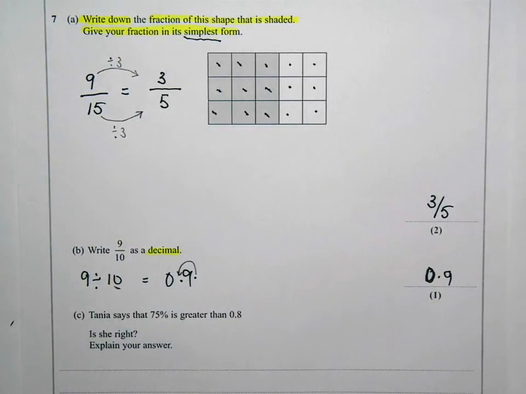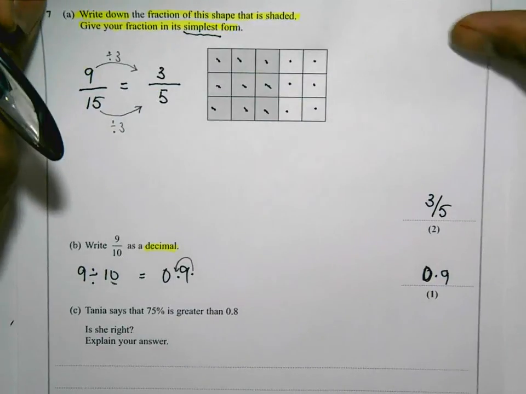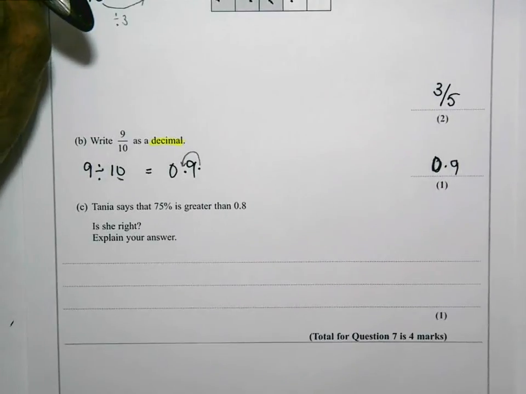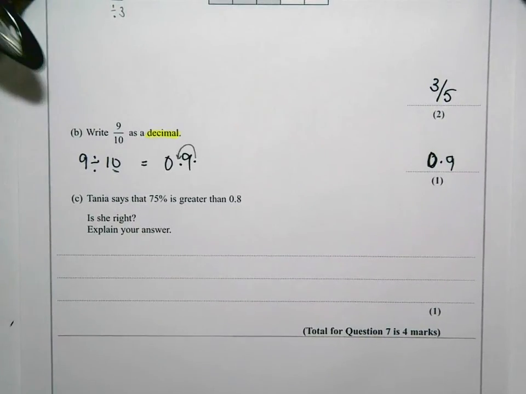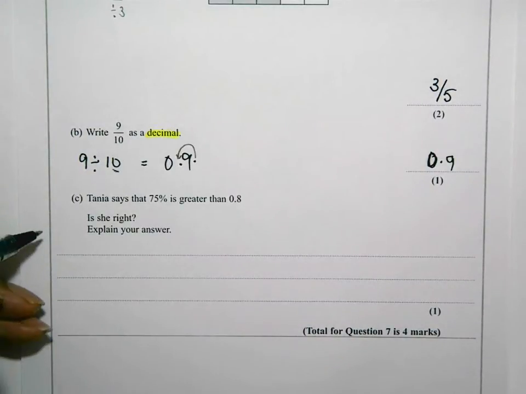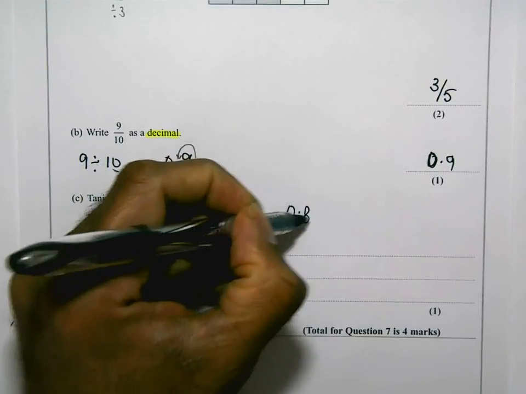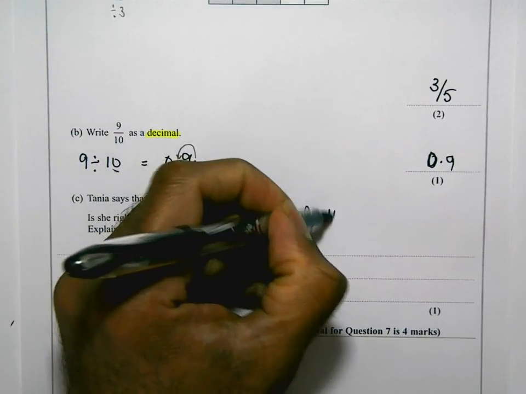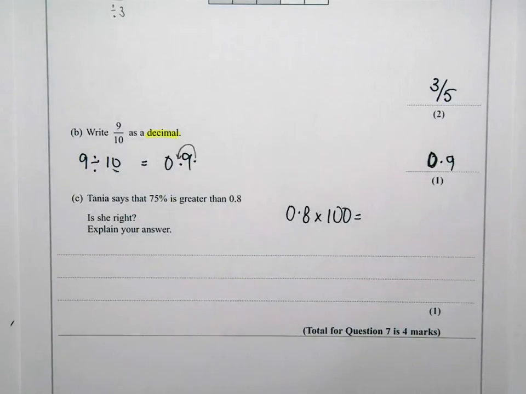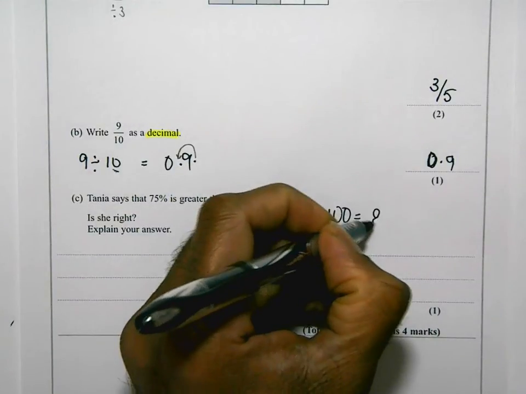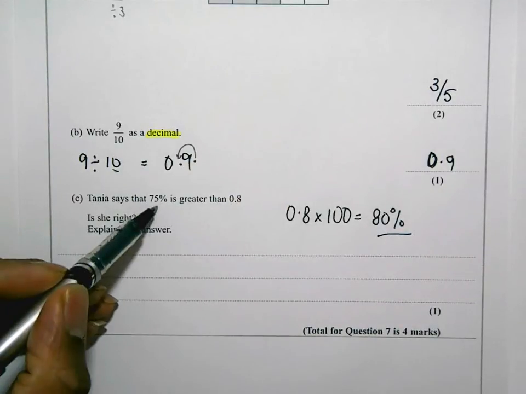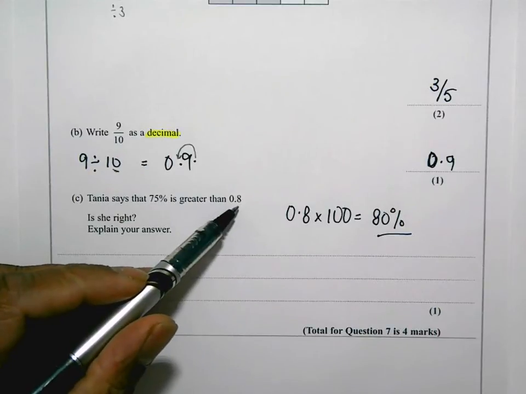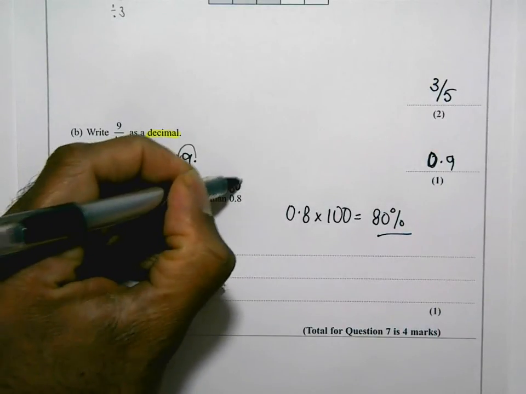Okay, going on to the last bit, I'm going to raise the paper up a bit so we can actually see the last bit of the question, part C. Part C says, Tanya says 75% is greater than 0.8. Is she right? Well, 0.8, if I times a decimal by 100, I can turn it into a percentage. 0.8 times 100 is 80, and that's 80%. So Tanya says 75% is greater than 0.8. As 0.8 is 80%, she's wrong there.